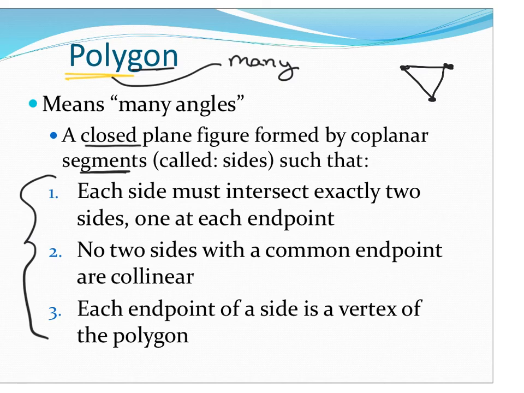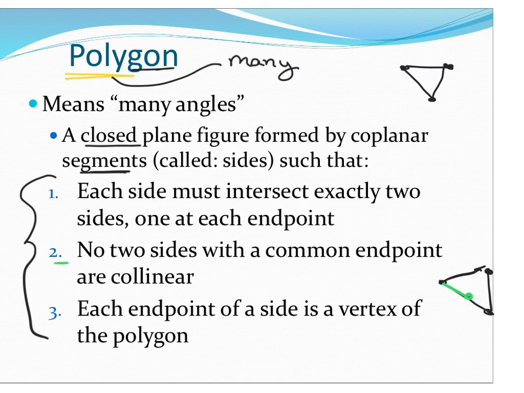Now it also says no two sides with a common endpoint are collinear. So for example, I can't have a side of my polygon where it goes from here to here and it's collinear. I couldn't put another point here and say that this is a polygon, because I can't have two separate sides on the same line. That's what this number 2 says.